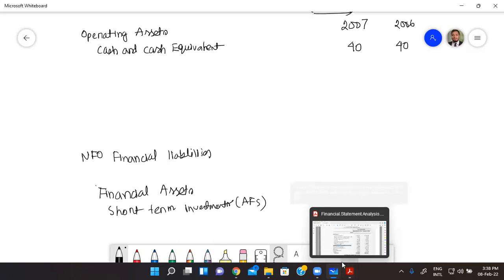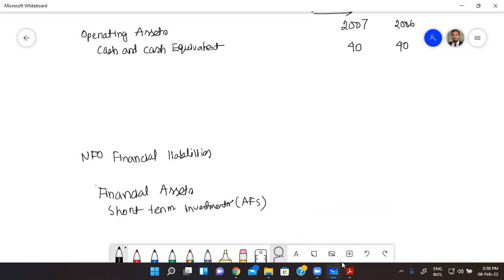How much is the amount in million? We can write the amount in million, 83.8. So 83.8 in 2007 and 87.5 in 2006.